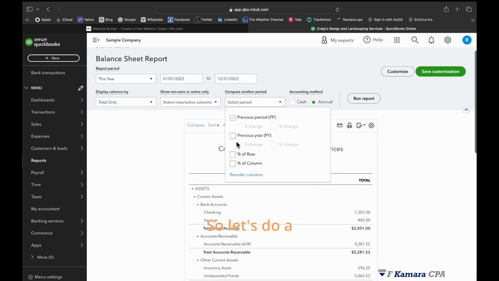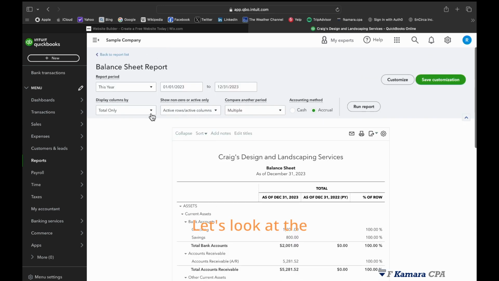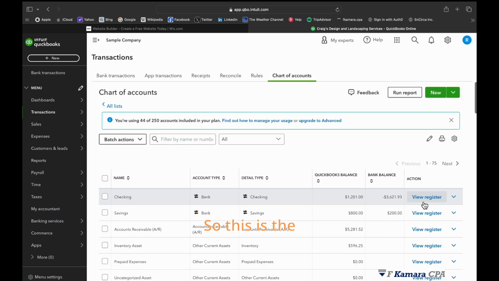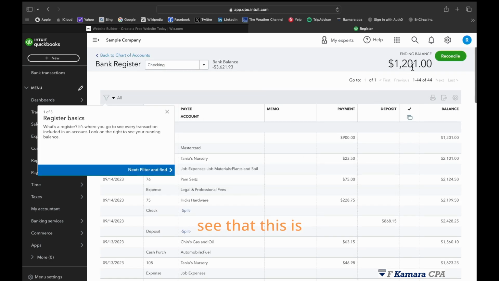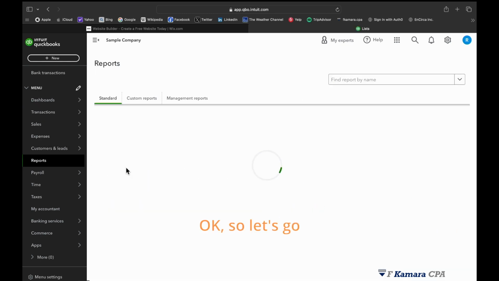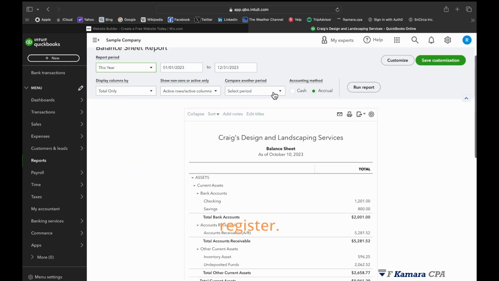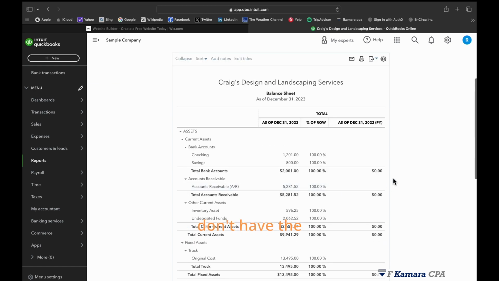So let's do a comparison. Previous year percentage of row. Let's run it. Now let's go back and look at the check register. If we go to the chart of accounts, this is the check register. If we view the register, you can see that this is the balance. So this balance ties back to our balance sheet amount, meaning we're good. Okay, let's go back to the balance sheet. This balance ties back to the check register. We run the report so you can see the percentage change. Unfortunately, we don't have the prior year.